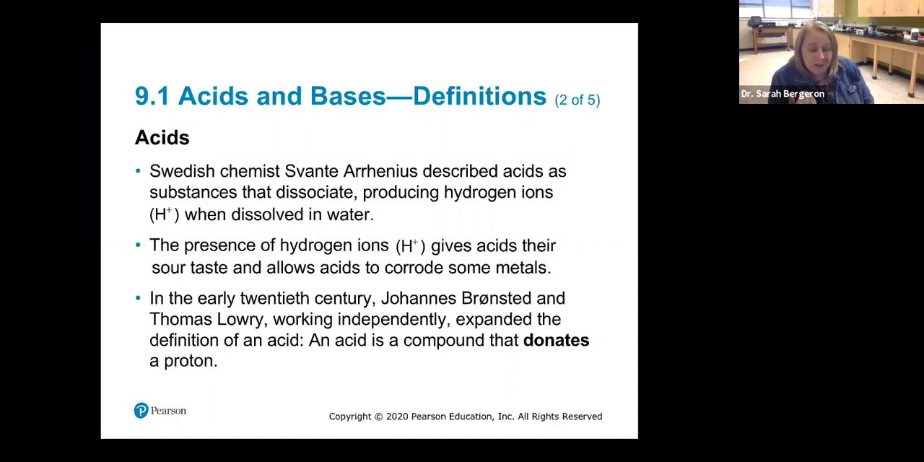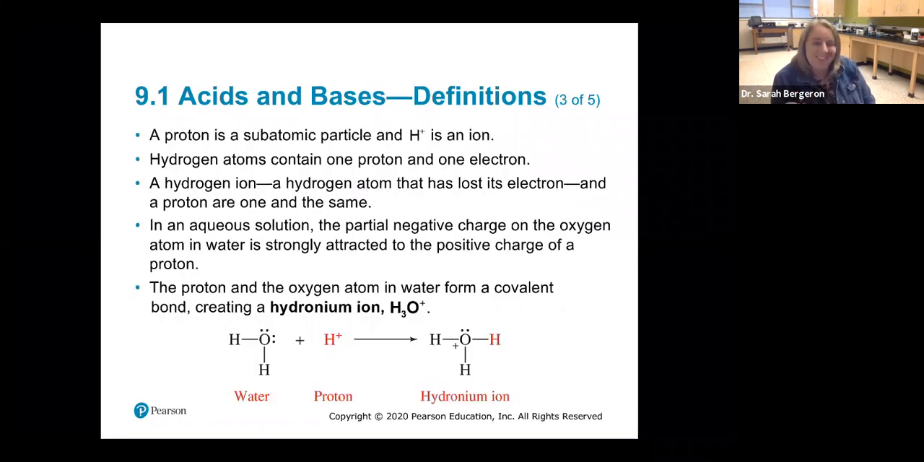So then there was a second definition of acids and bases, and it was Bronsted and Lowry who expanded the definition and said, an acid is not just one that produces hydrogen ions, but one that donates a proton. Okay, so that raises a question. What's the difference between a hydrogen ion and a proton? Well, you know what a proton is. You know it's a subatomic particle, right?